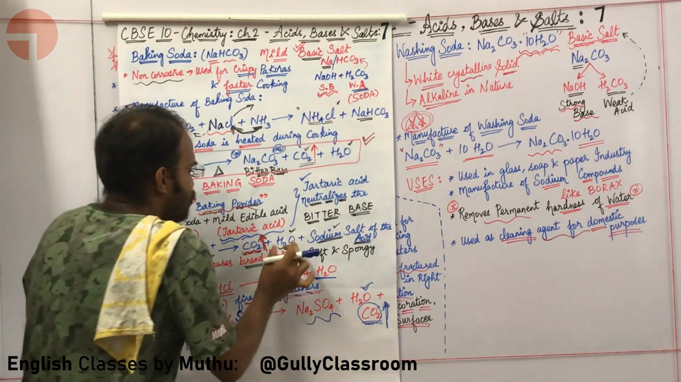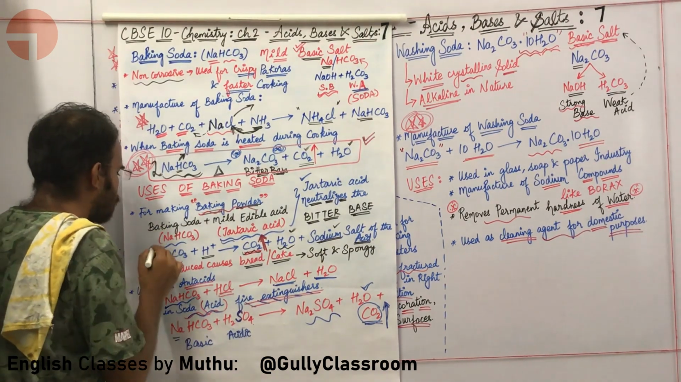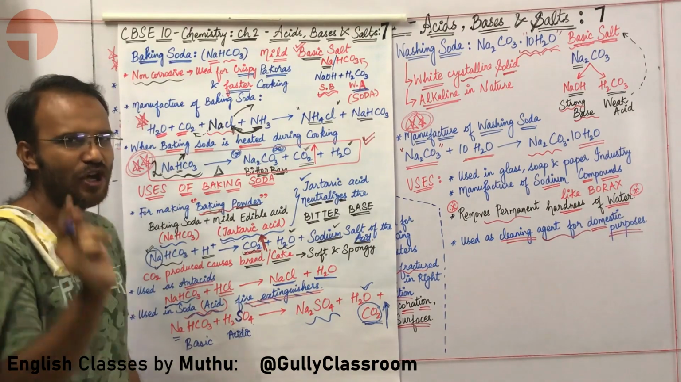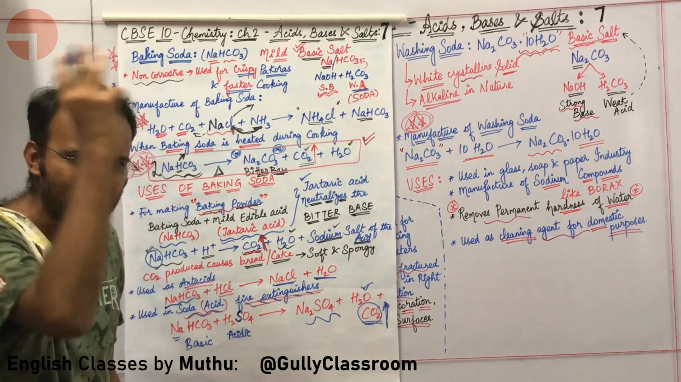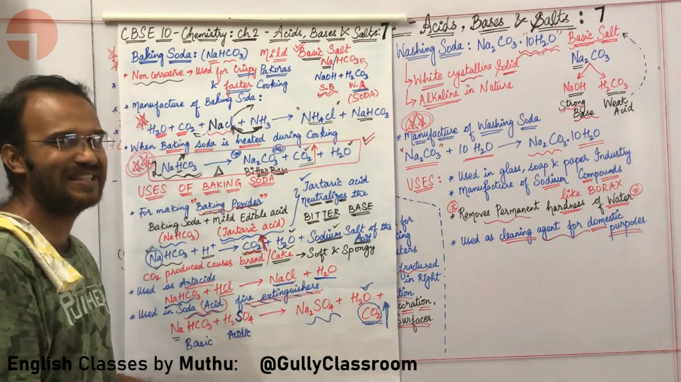So, since baking soda is a base, and you are adding it with an acid, obviously a neutralization reaction will happen. You will get water and a salt. What kind of salt? Here there is sodium, so you will obviously get the sodium salt of an acid. That's basically what is happening with this reaction.